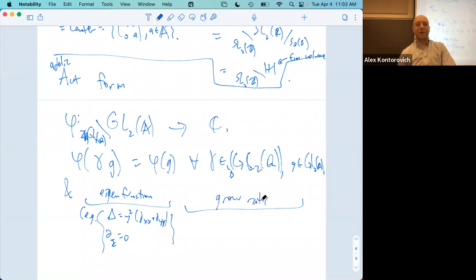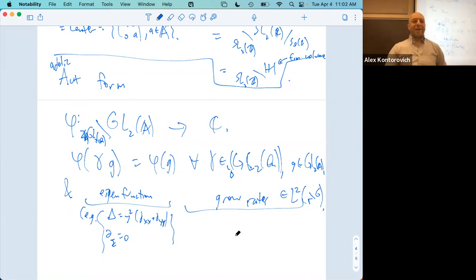Growth rates, again, people talk about growth rates, but what they really want is something that's in L2. I want to be able to take L2 of G mod gamma. This is G, this is gamma. Exactly. Yes.